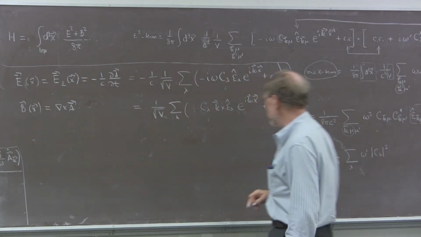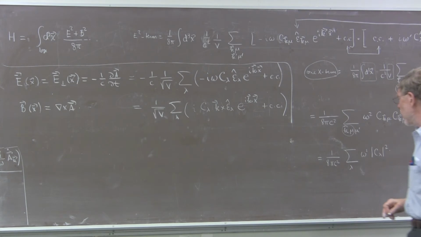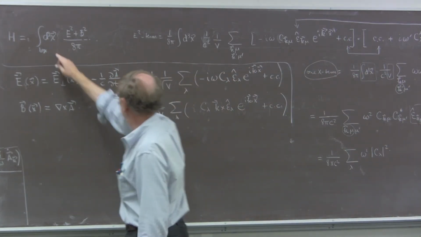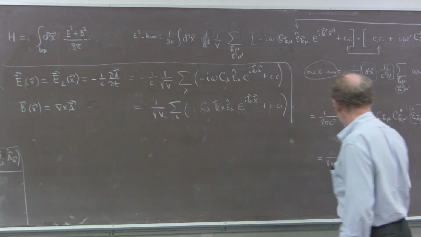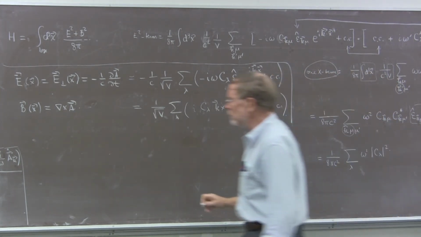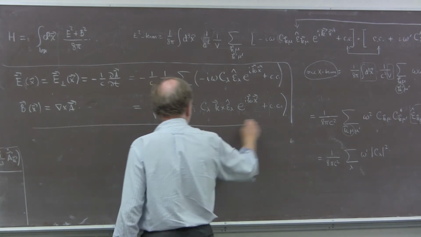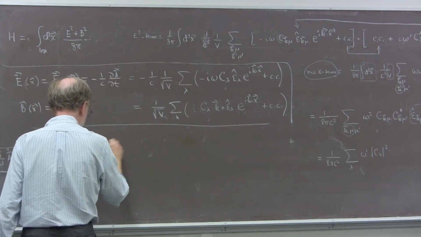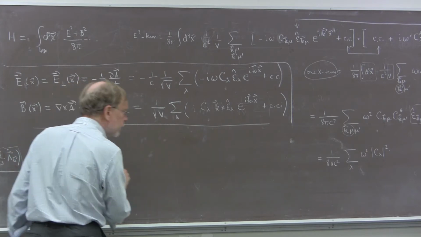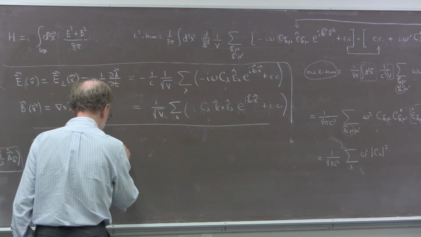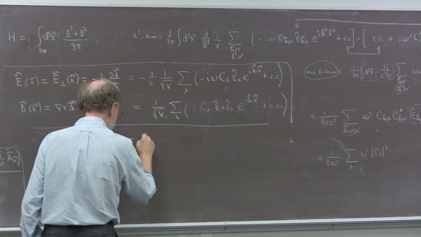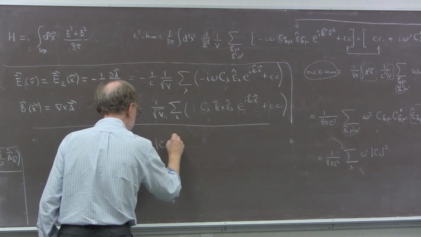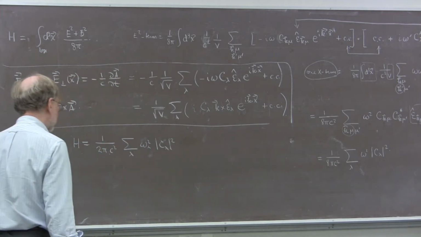And so the final answer we want is that the total energy, or Hamiltonian, for the electric field is just 4 times this term that I wrote down over here. So let me write it down. The Hamiltonian, therefore, is equal to 1 over 2π c squared, sum over modes λ, ω_λ squared, times the absolute value of the mode amplitude c_λ squared.